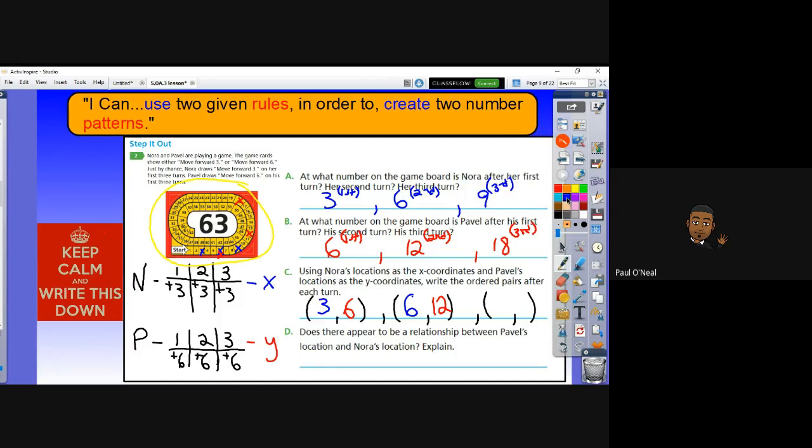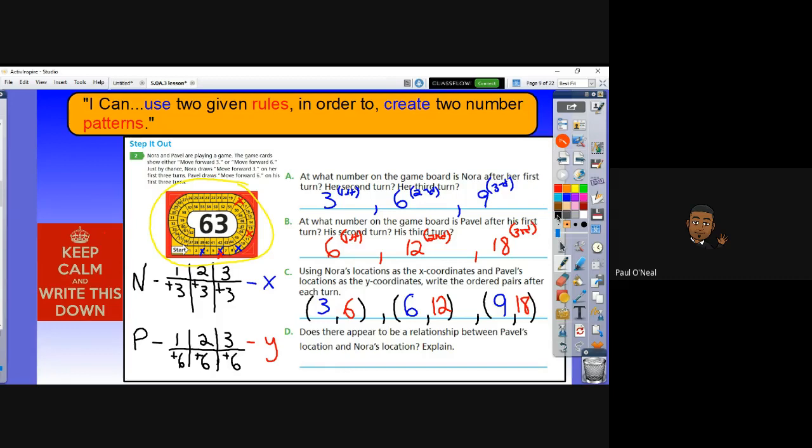The last one is not 12, 24. I know some students were saying that. We want to use the numbers that we actually have. What was Nora's third move and what number she landed on? That, of course, was 9. Hopefully you guessed that and got it right. Pavel's third move was 18, landed him there. So that was his. So ladies and gentlemen, right now, here we have our 3 ordered pairs for each turn for Nora and Pavel. Now let's go ahead and answer D.